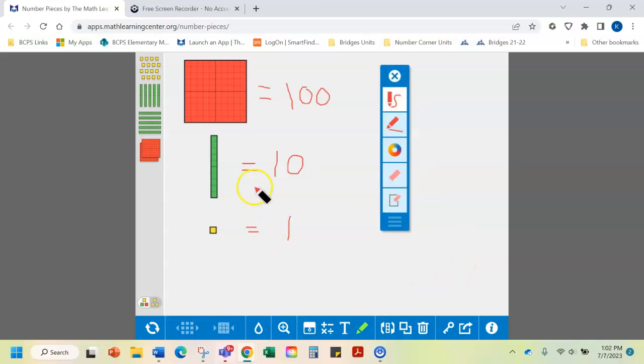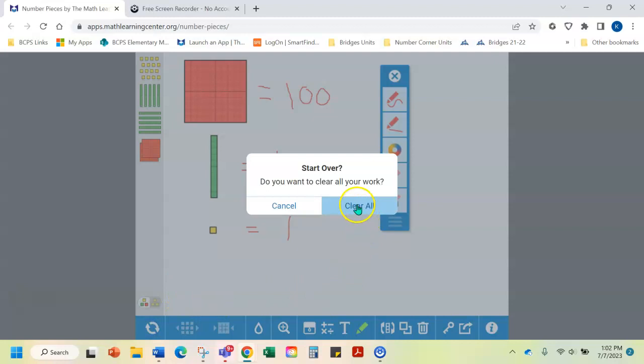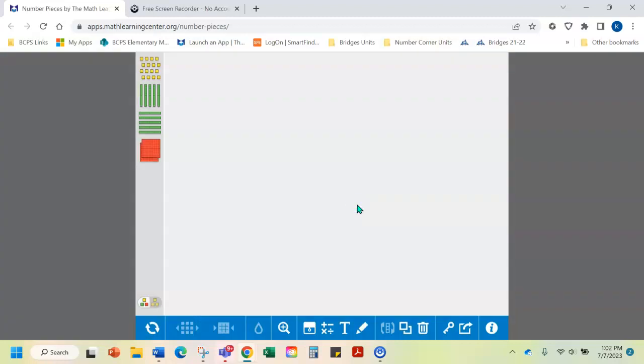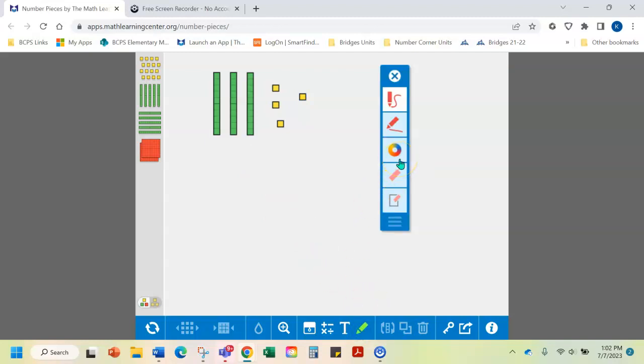I'm going to go ahead and clear these notes using this reset or start over button, and I can clear all of my work. That allows me to have a clear page to start working. I could drag out some 10s and some 1s and ask how many total pieces are represented by this model. Students should be able to count by tens. They can use the drawing tool to label their thinking.